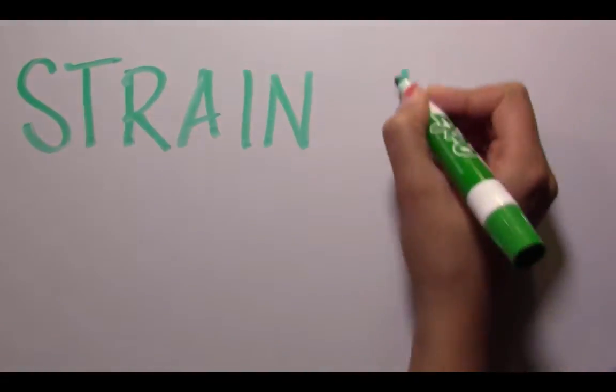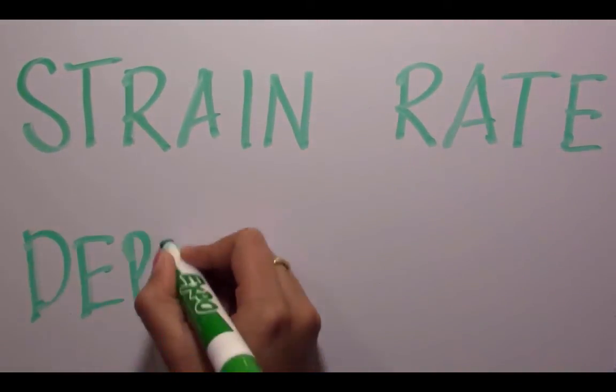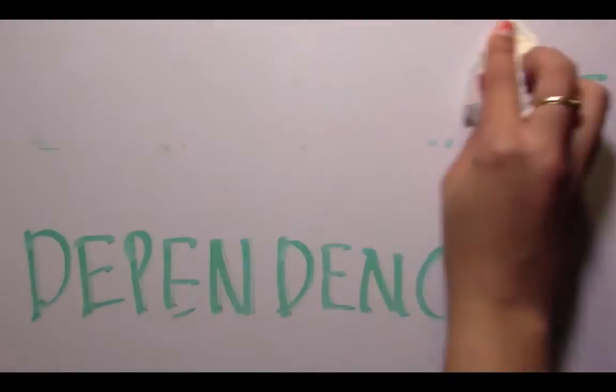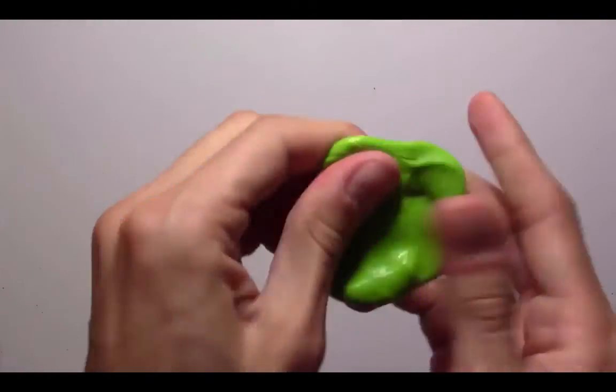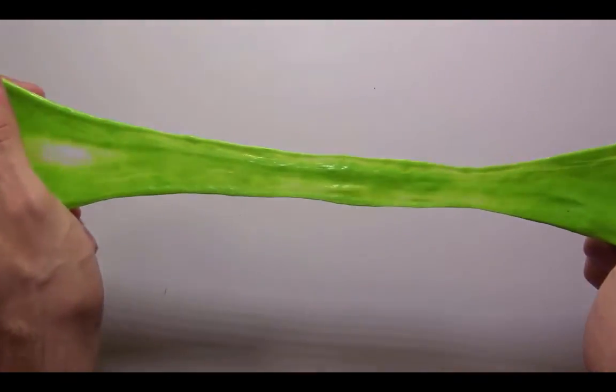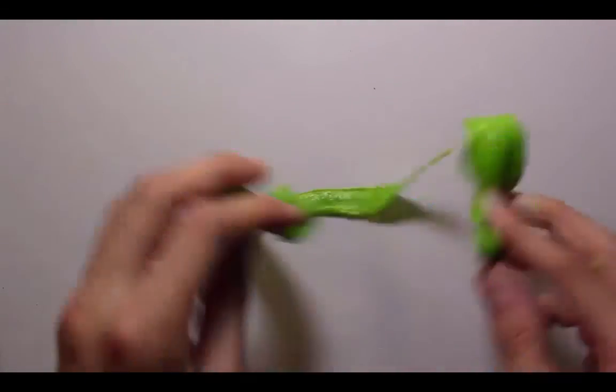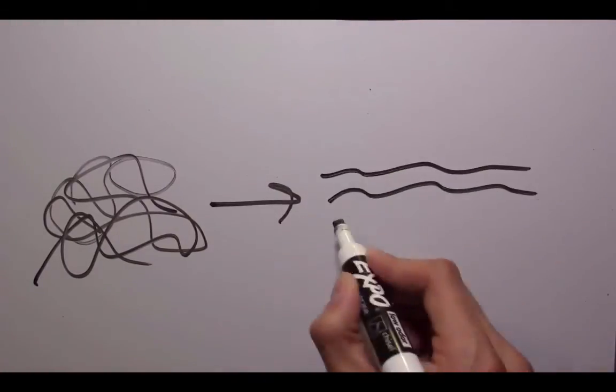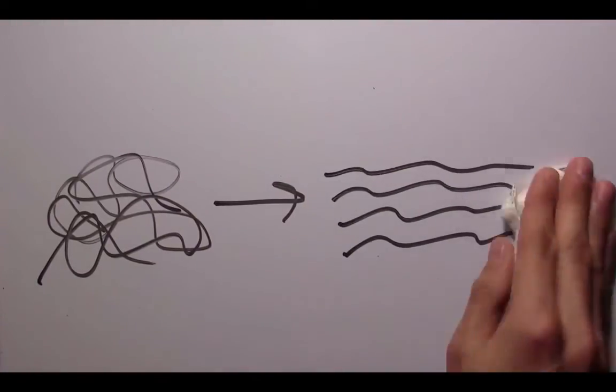Another property of Silly Putty is its ability to deform depending on how fast you stretch it. This property is called strain rate dependence. As you can see, stretching the Silly Putty slowly causes it to elongate and become thin. This is because the polymer chains in the Silly Putty can realign when you pull it slowly.